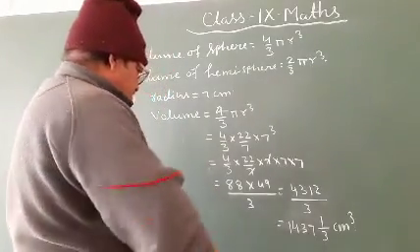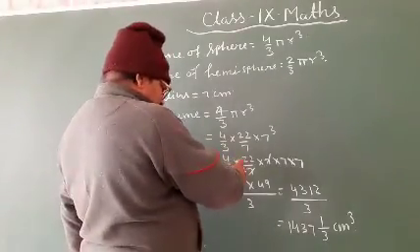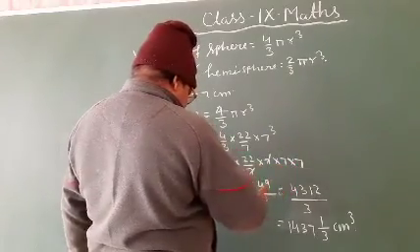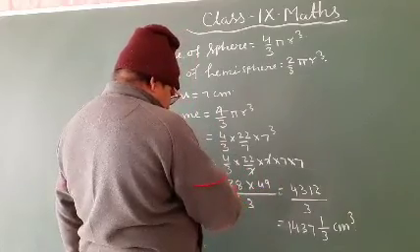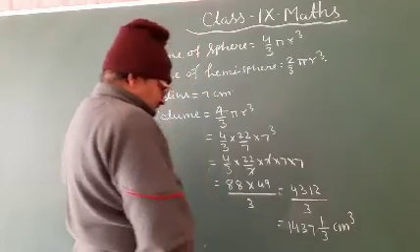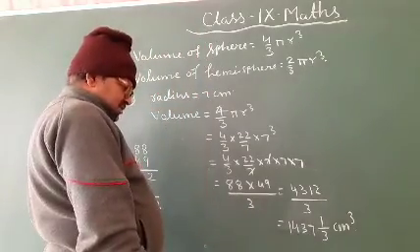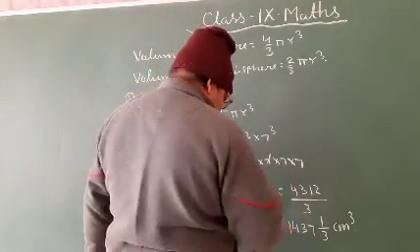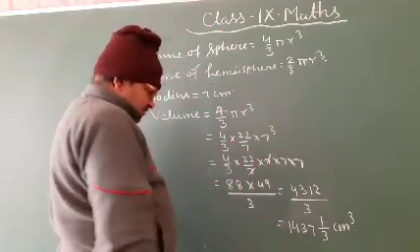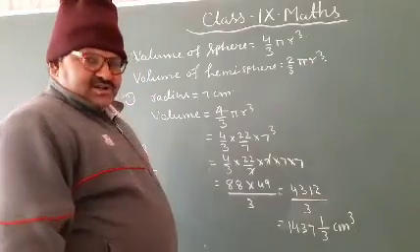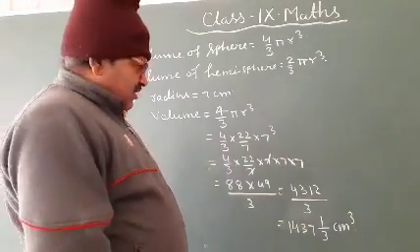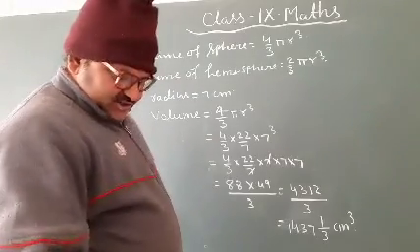Now 4 multiply 22 is 88, 7 multiply 7 is 49, upon 3, and 88 multiply 49 equal to 4312 upon 3. That's changed into the mixed number 1437 whole 1/3 centimeter cube. This centimeter cube is the volume of a sphere.